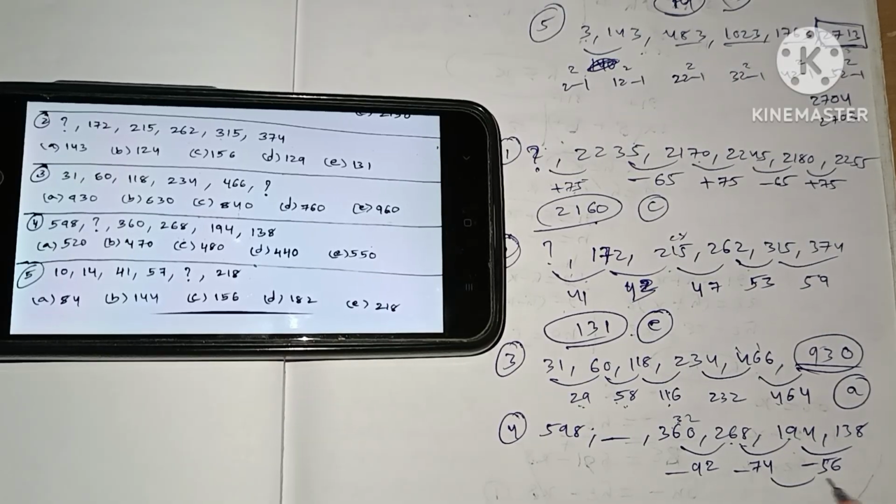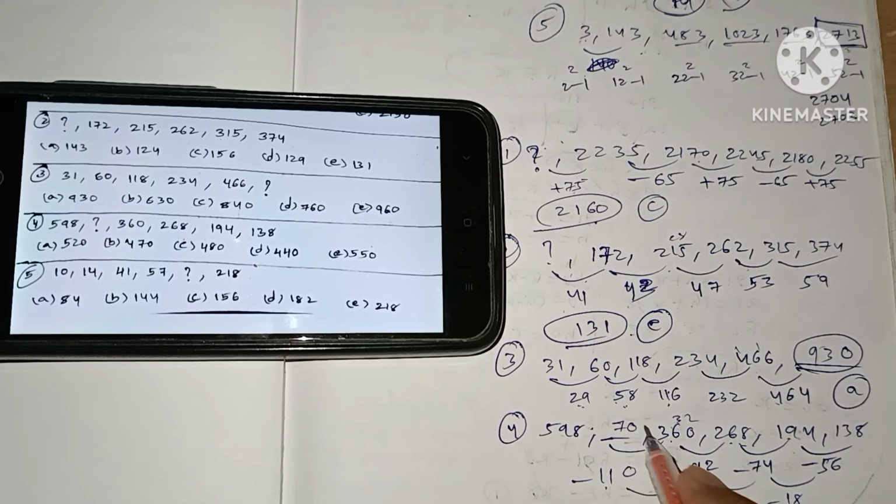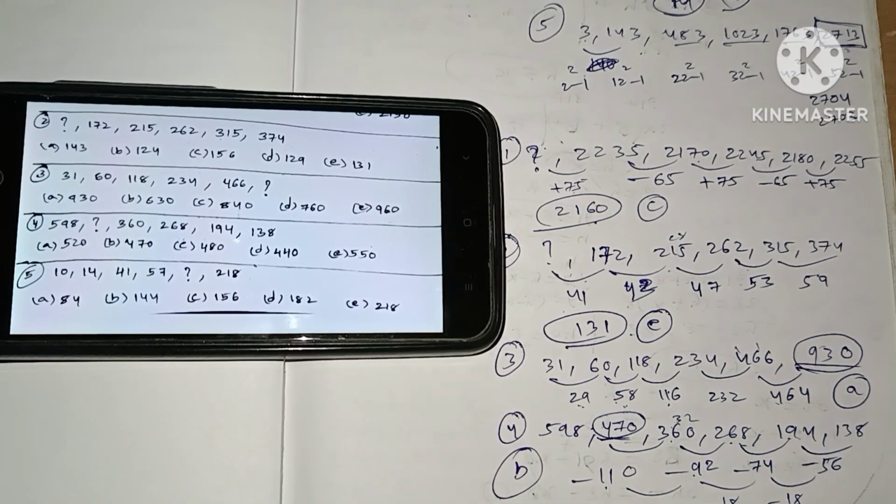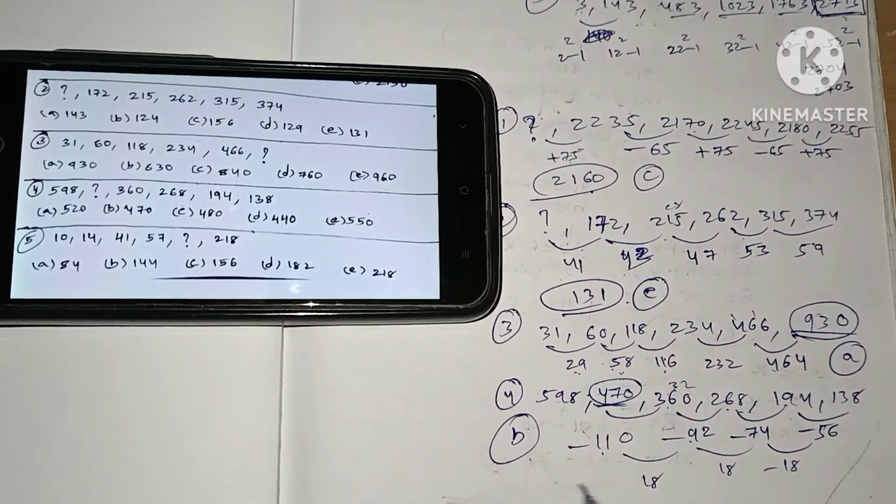So the double difference of these two is 18. Here also 18. So the next 18 will give 110. So the difference between these two is 110. So 360 plus 110 will be 470. Option B is our answer.